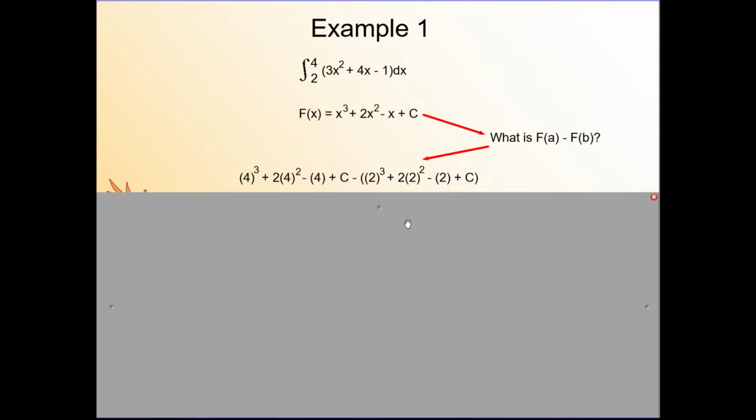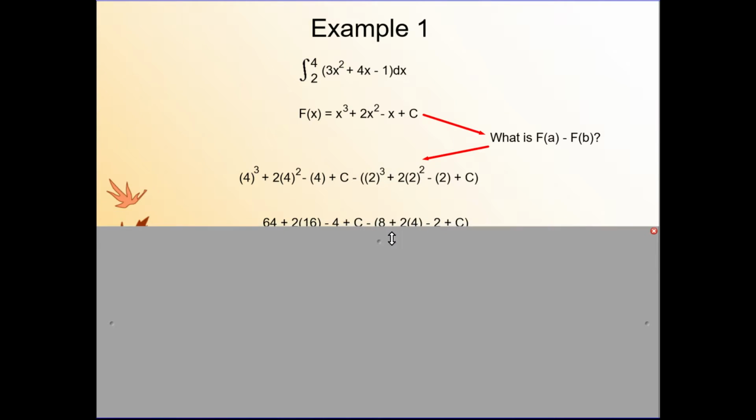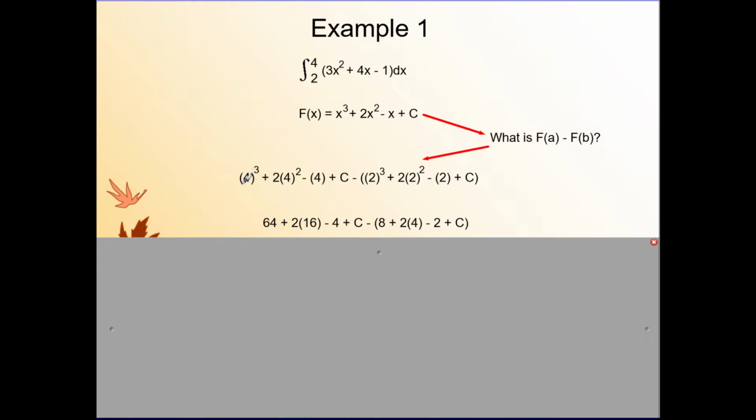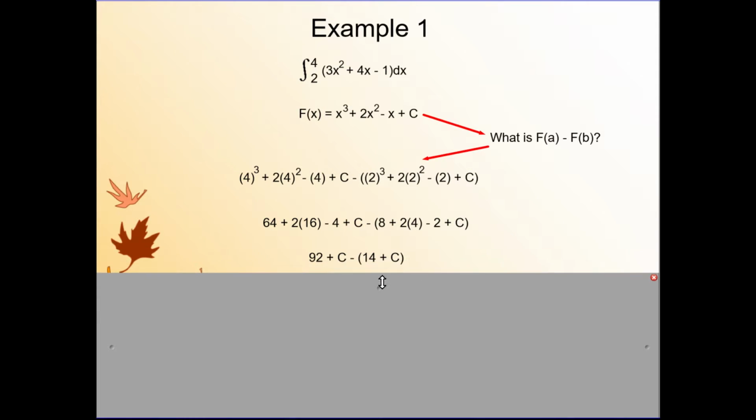Okay, so from here we just want to simplify some stuff down. So let's start adding stuff together. We got 4 cubed, 64, plus 2 times 4 squared, well 4 squared is 16, minus 4 plus c, and then minus this whole thing, so 2 cubed is 8, plus 2 times 2 squared, well 2 squared is 4, minus 2 plus c. Alright, so we'll continue to simplify that. All this stuff on the left side is going to add up to 92, and feel free to add that up together yourself. Same thing with the right side, all of these things added together is going to be 14.